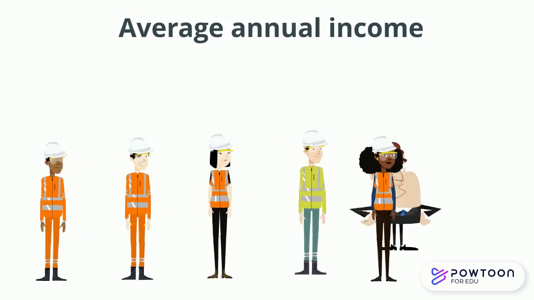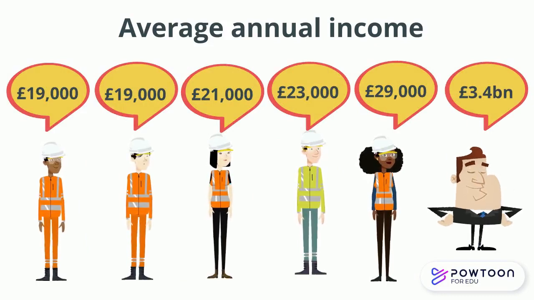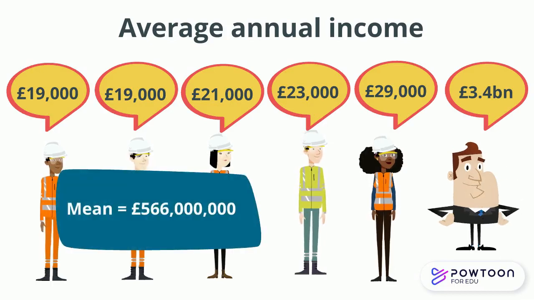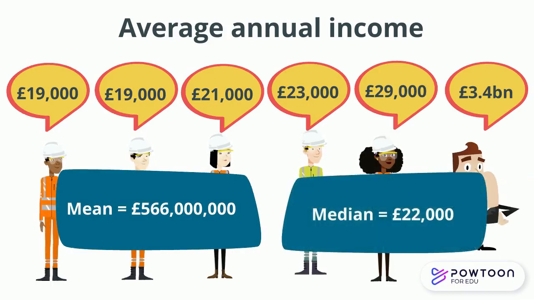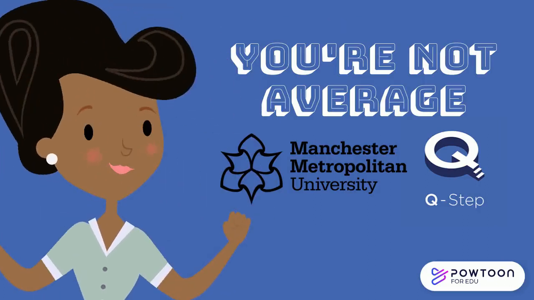For instance, imagine we want to know the average annual wage at this company. While the workers all have a fairly similar wage, the CEO rakes in billions. Calculating the average wage using the mean, the average salary in the company would be £566 million, while the median would be £22,000. Because of the CEO outlier, the median provides a much more reasonable representation than the mean does here. So hopefully you feel well above average now when it comes to measures of central tendency.